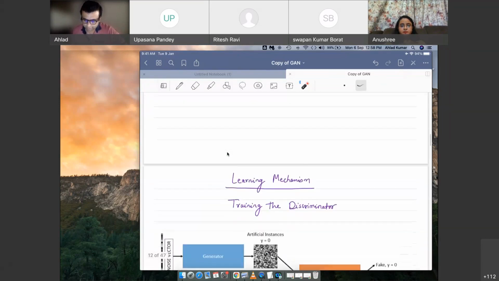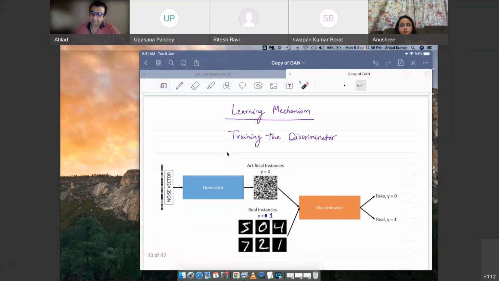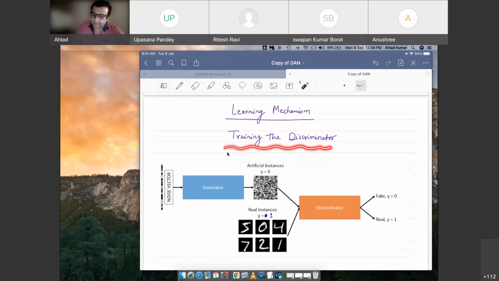Okay. So the learning mechanism in this strategy is as follows. We want to learn the discriminator as well as the generator. The first step is training the discriminator. We train the discriminator first, keeping the generator constant. We will not touch it. We will actually train the discriminator.